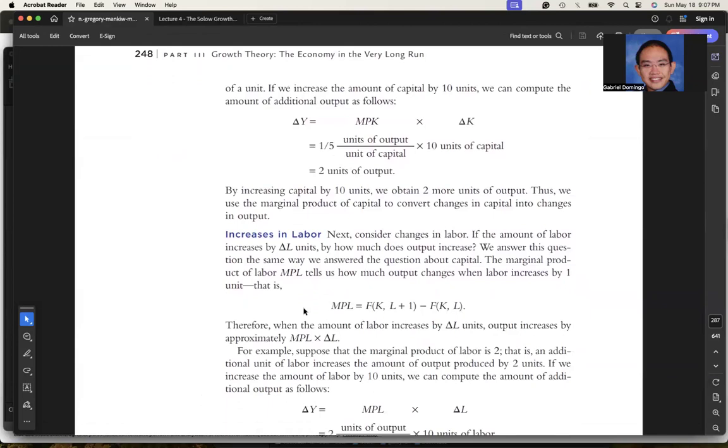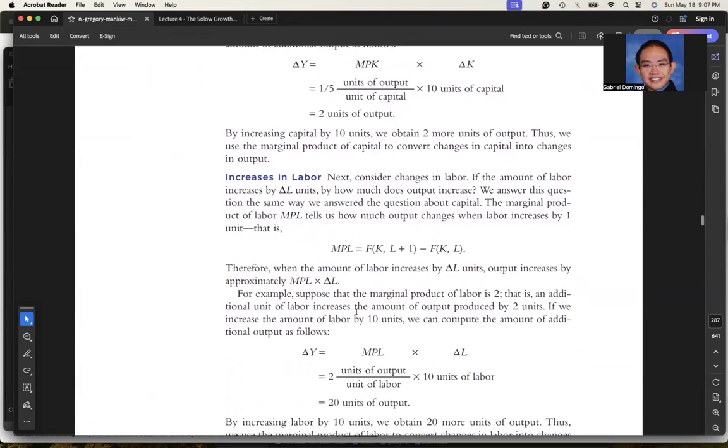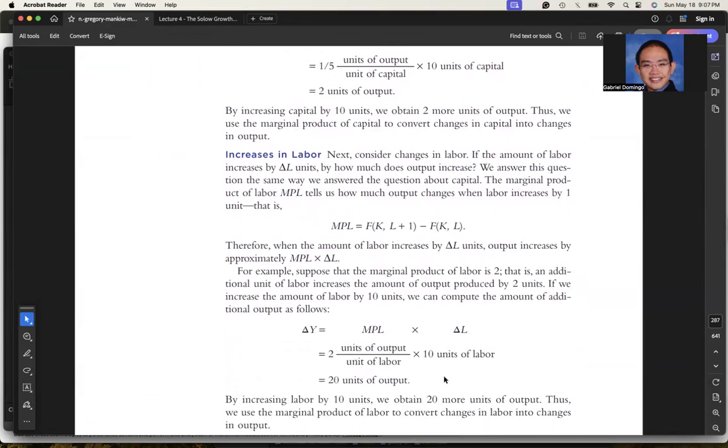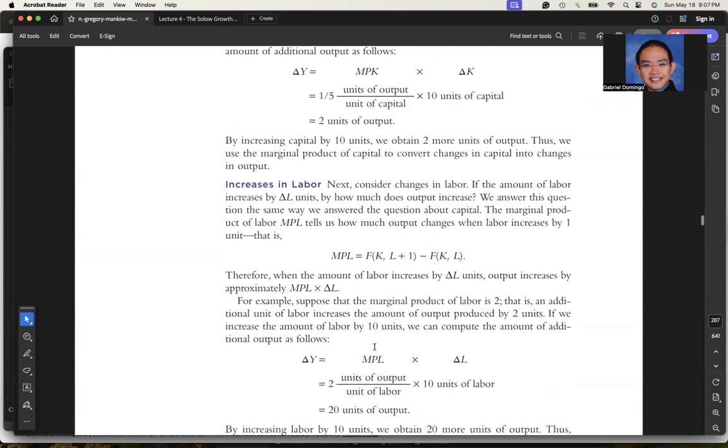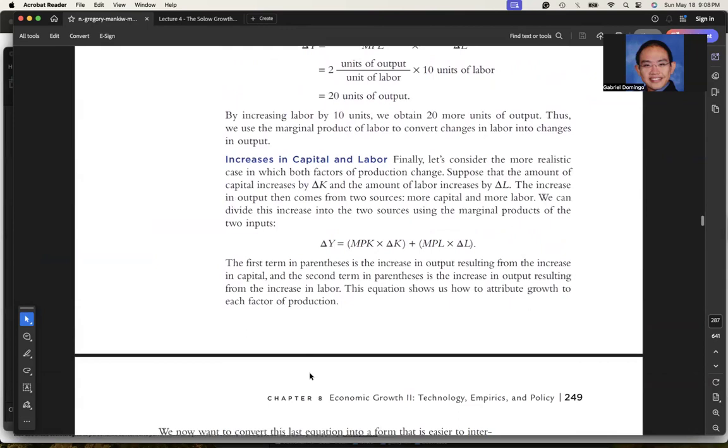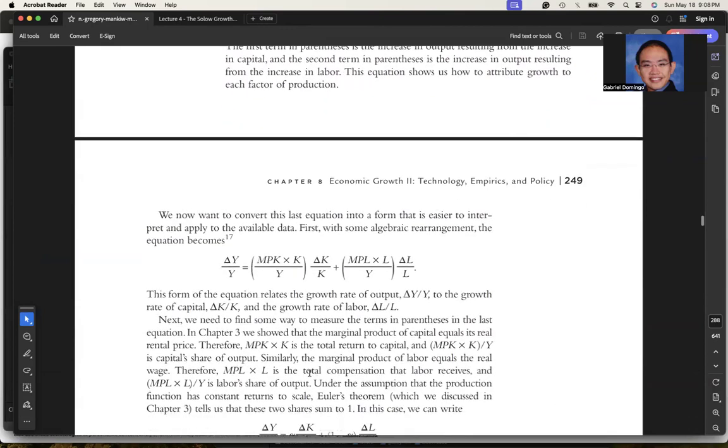Same thing goes for increases in labor. So if you increase L, that will increase your Y by MPL. And therefore, the share of the change in Y, the part of the change in Y that's attributable to labor, is basically the delta L times MPL. So now these two things, MPK times change in K, and MPL times change in L, are your factor accumulation components of your change in GDP. And we can write that out here, right?